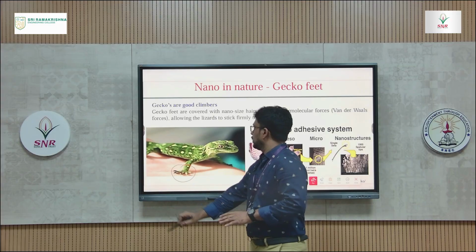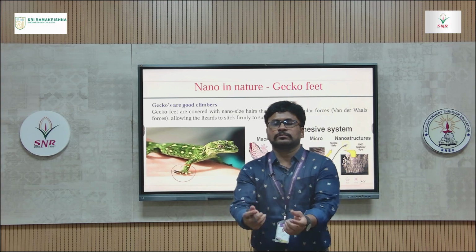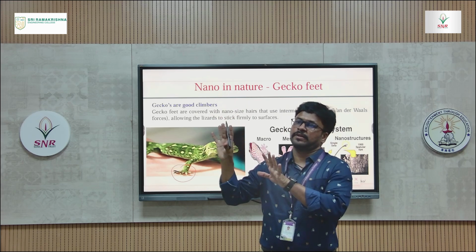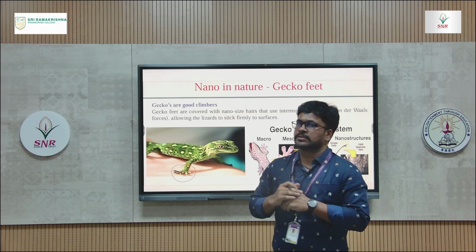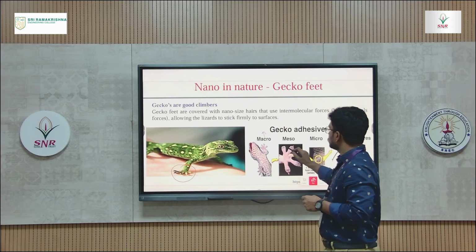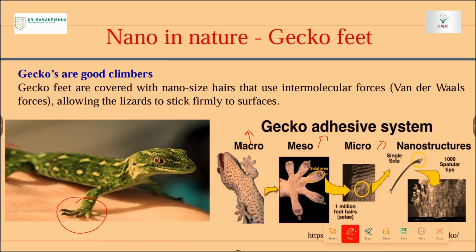Gecko feet. Using gecko feet, it can climb on the walls and stay there for a long time. From this, what we are copying is one more question over here. If you see macro, meso and micro, we know what ranges they cover. Less than 2 to 50 nanometers are called meso, macro is greater than 50 nanometers, and micro is less than 2 nanometers.